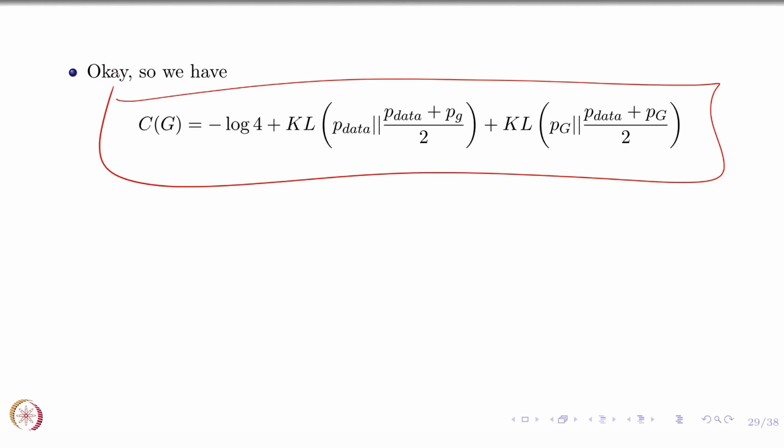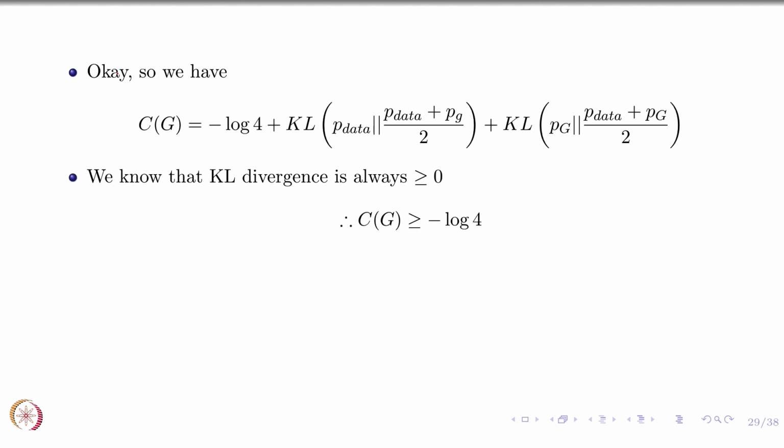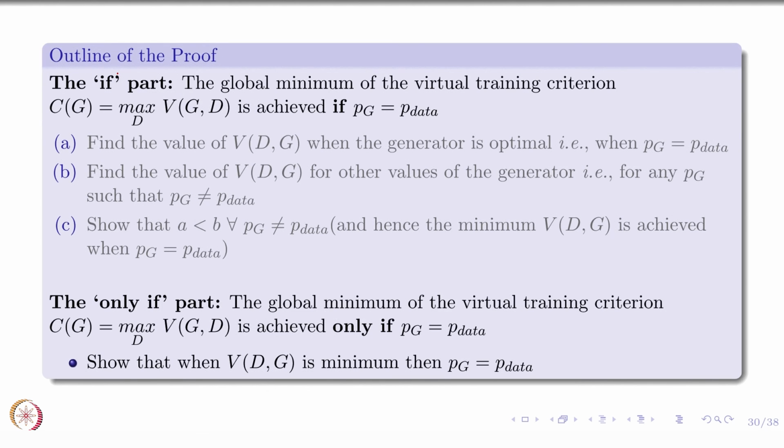Now what do we know about the KL divergence? Greater than or equal to 0. So what can you say about CG? It's always going to be greater than or equal to minus log 4. That means minus log 4 is the lower bound. It's the minimum value that CG can take. And when did CG take that value? When PG is equal to P data. So what have we proved now? We have proved the if part. If PG is equal to P data, then CG takes its minimum value. Is that fine? Everyone gets that? Okay. So that's the end of the if part.